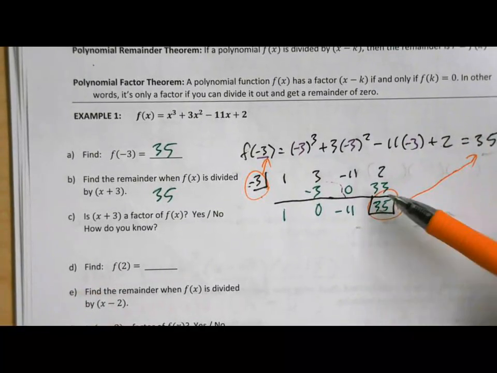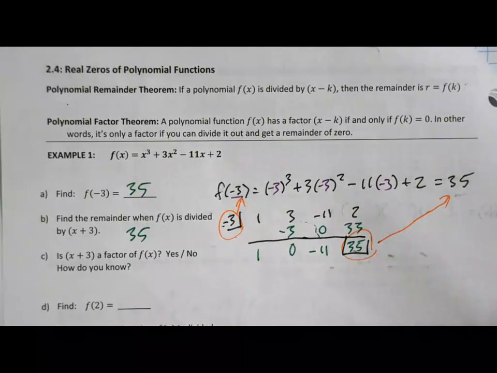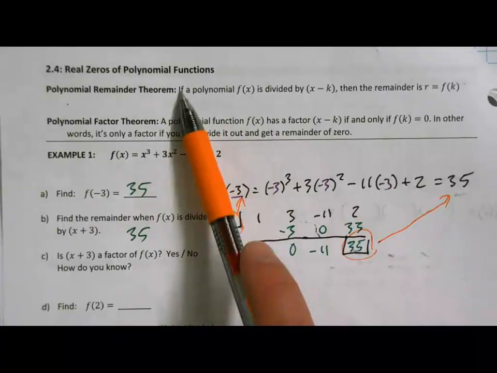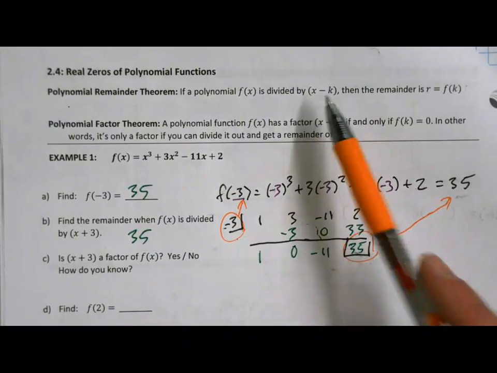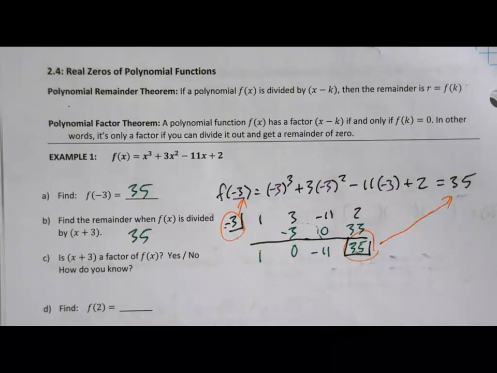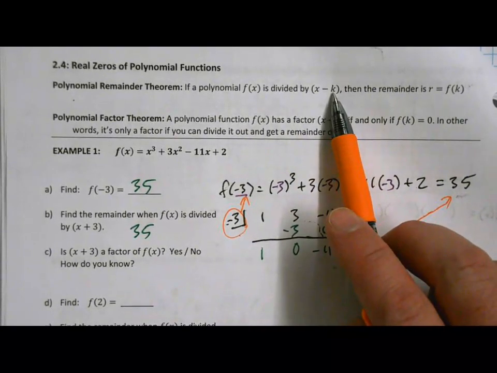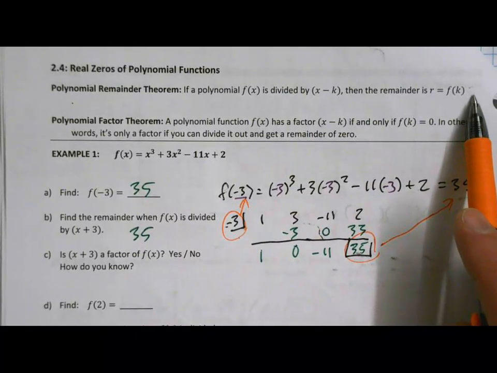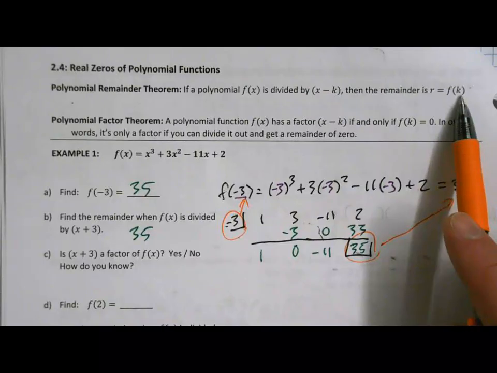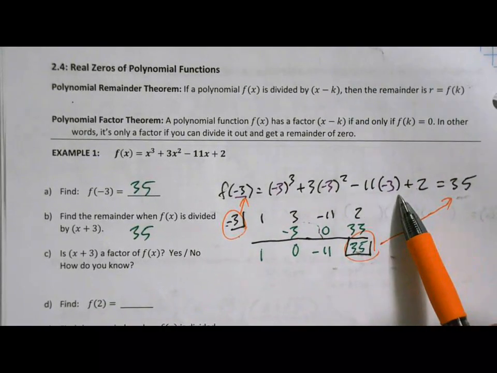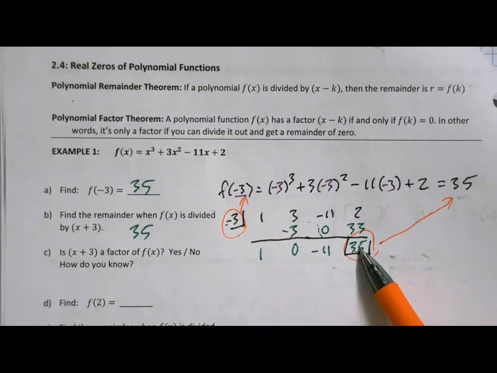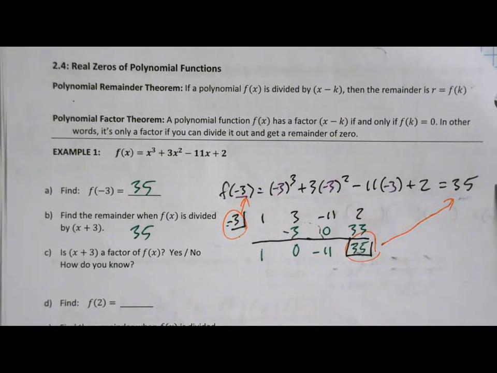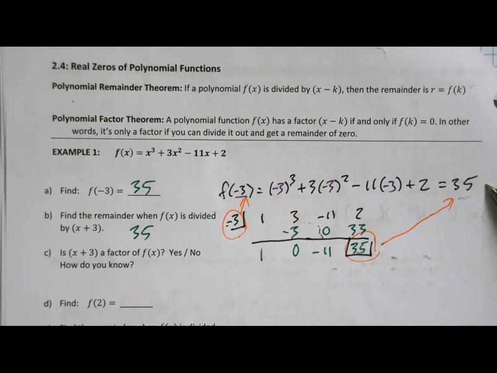This, what we just did here, is what the polynomial remainder theorem says. If a polynomial f of x is divided by some factor, then the remainder, when you do that division, is going to be the same thing as if you'd plugged the value from that factor into the original function. So this is a shortcut for doing this. We did this in our calculator, but I'd say it was almost as fast for me to do the synthetic division to come up with this answer 35, even though I was pushing buttons in the calculator. Okay, so we'll use this in just a second.